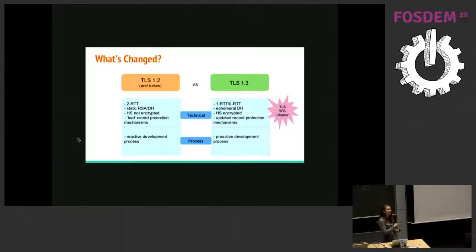So something like RC4, up until quite recently, actually, could have been negotiated. And RC4 is pretty bad because its keystream is biased, particularly in the early bits.